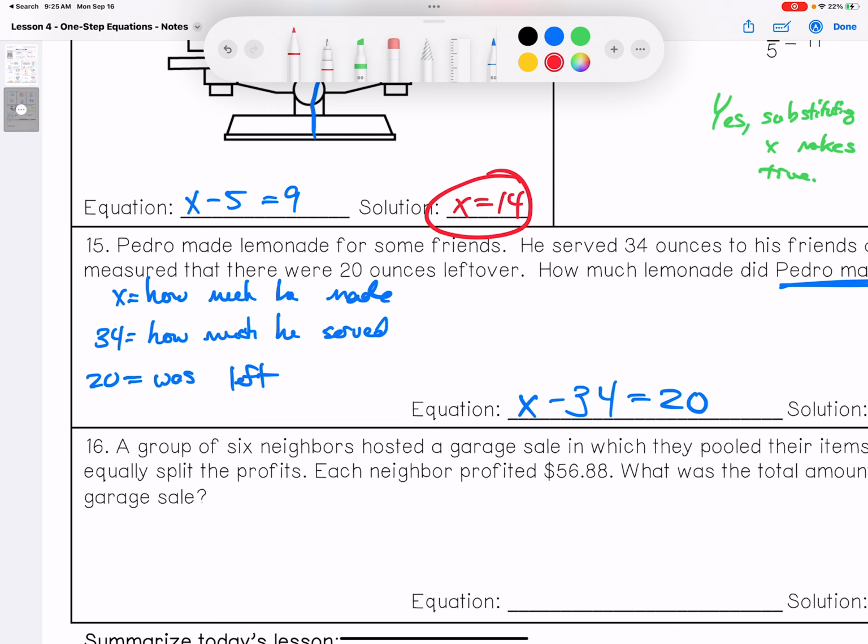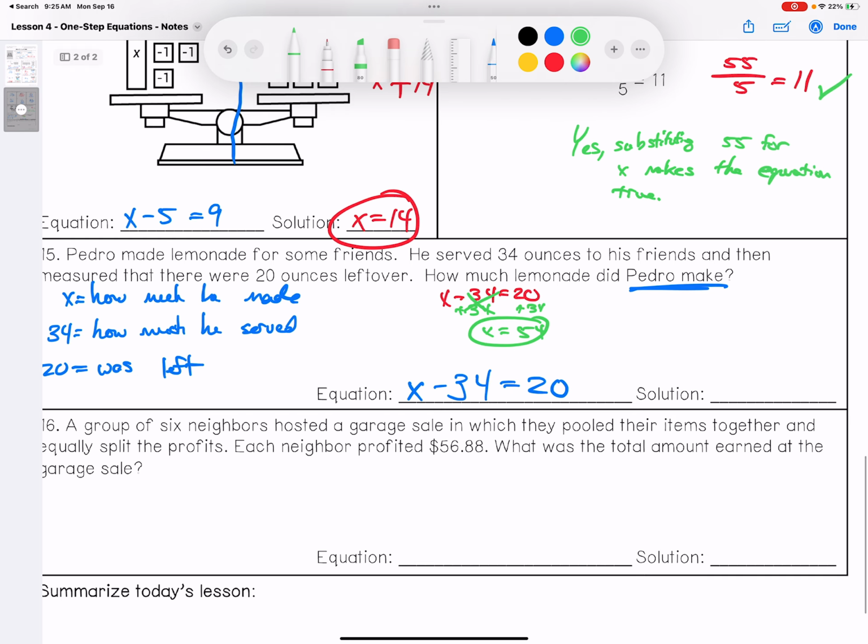So how would we work that out? It would be x minus 34 equals 20. What is the opposite of negative 34? It would be to add 34, right? And you're left with x is going to equal 54, which is what we said the answer was. So 54 ounces is the right answer.